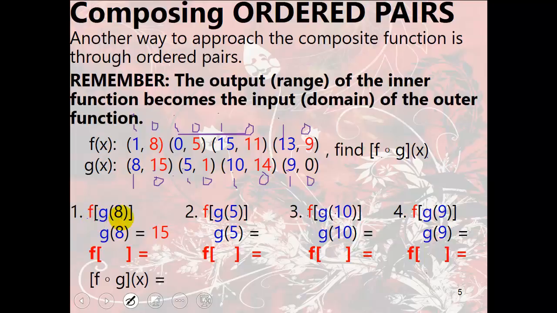So let's find it. Well, here's 8, and here is the output, right? So g of 8 is equal to 15. Now we're going to look for f of 15. So that's f of 1, f of 0, f of 15. Oh, there's 15. What's its output? 11. So we're going to get the ordered pair, original input 8, final output 11.